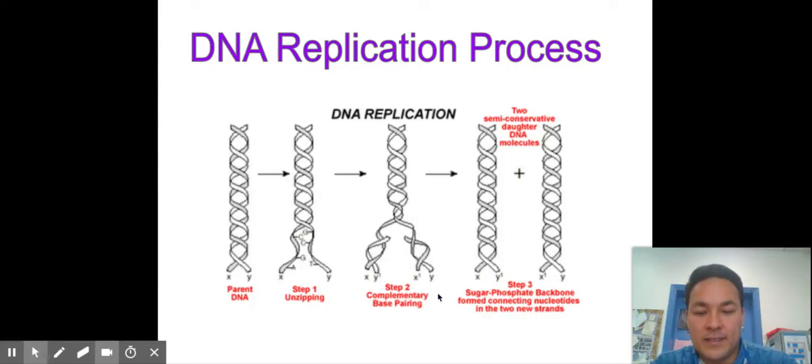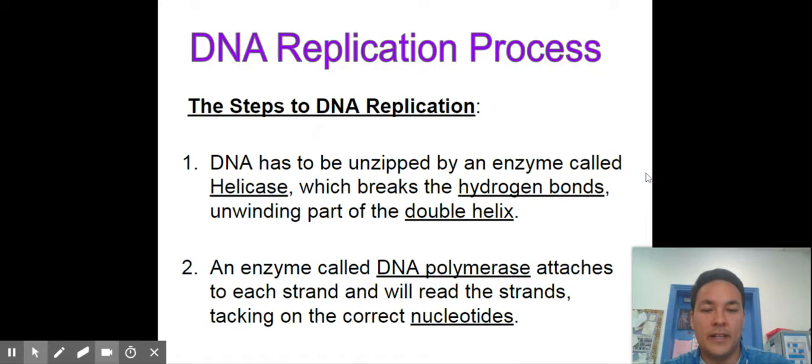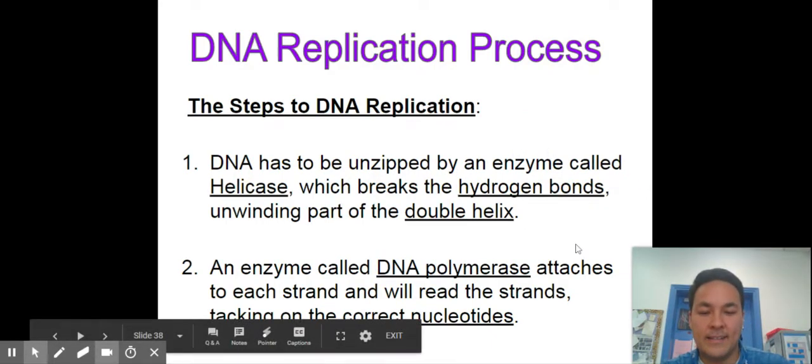What's pretty cool about this is these will be identical due to the base pairing rules. So once you unzip it, the A's have to pair with the T's and the G's have to pair with C's. There can be errors in that, and those errors could lead to cancer, etc. But in general, that's the way it works. The enzyme that adds the new nucleotides is called DNA polymerase.